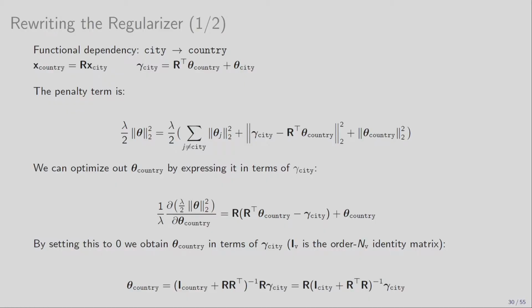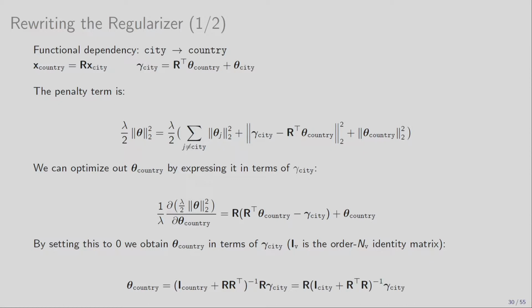Essentially, instead of looking this way, you do it with I city. But then it requires another derivation form. Okay? But they are equivalent. I just wanted to show you the first. So effectively what I did is that I was able to express theta country as a function of gamma city.